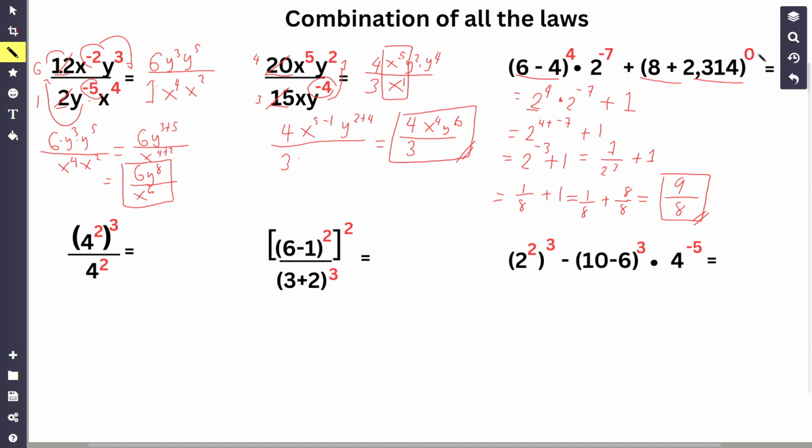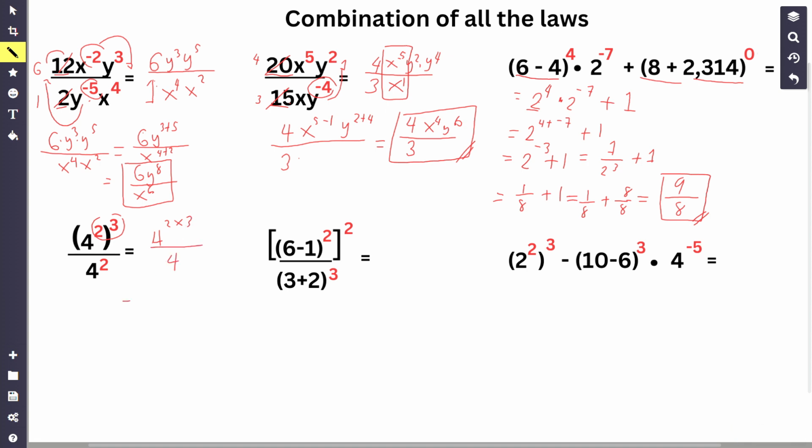Next one. What if we have here the quantity 4 squared, cubed, and then all over 4 squared? So how do we do this? First thing, we have here 2 powers, right? 2 powers here. So we will apply the power rule. And in the power rule, what do we do again? We just multiply the exponents. This is 4 raised to 2 times 3, all over 4 squared.